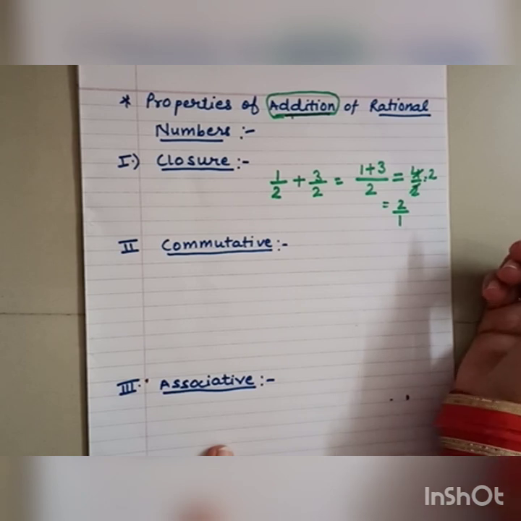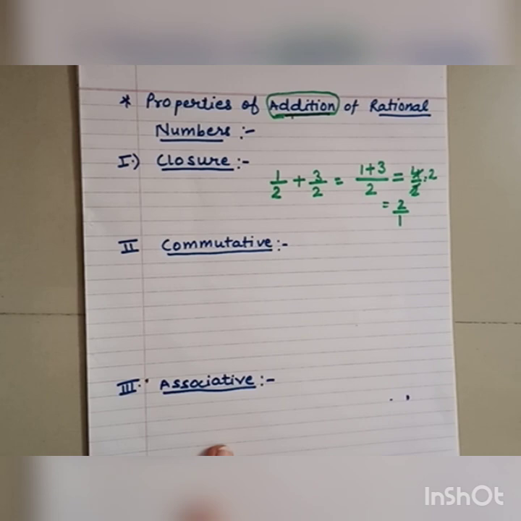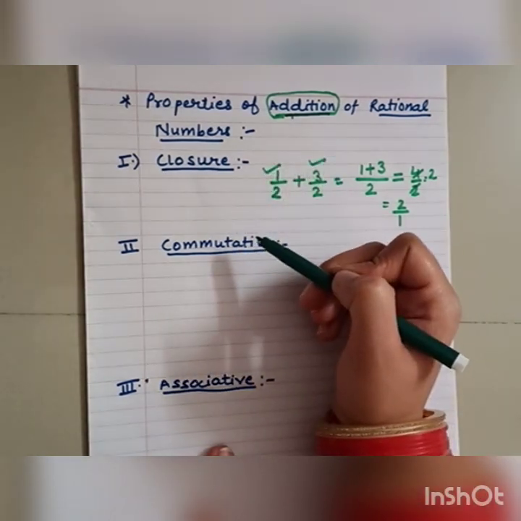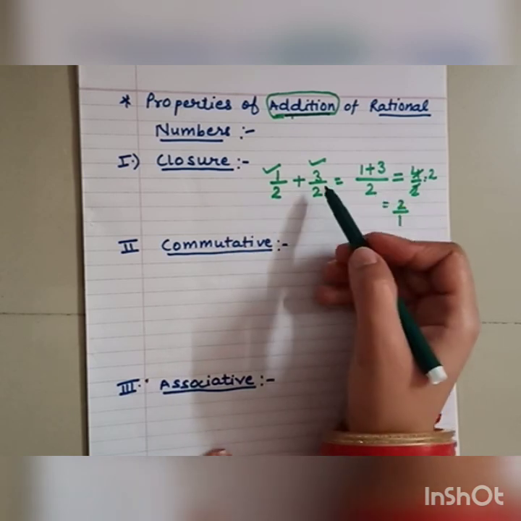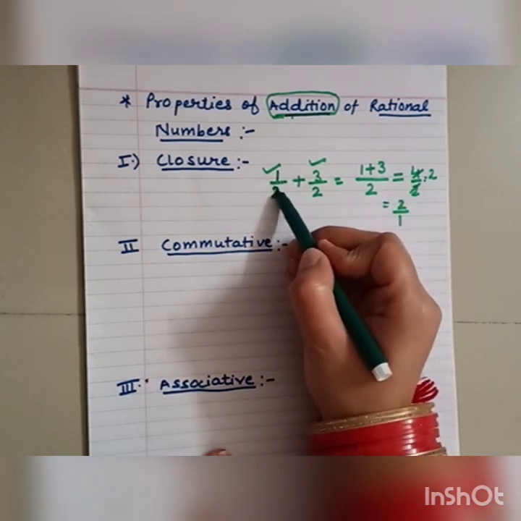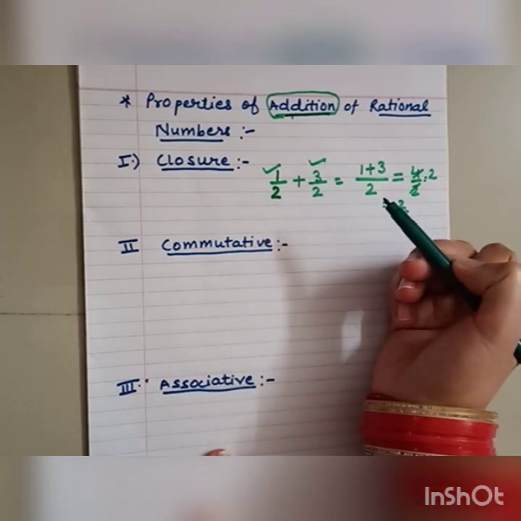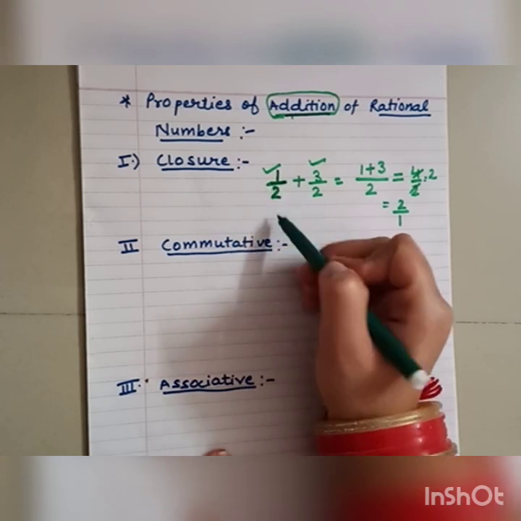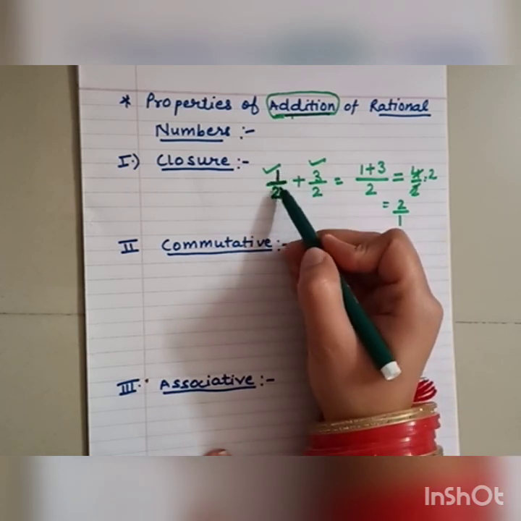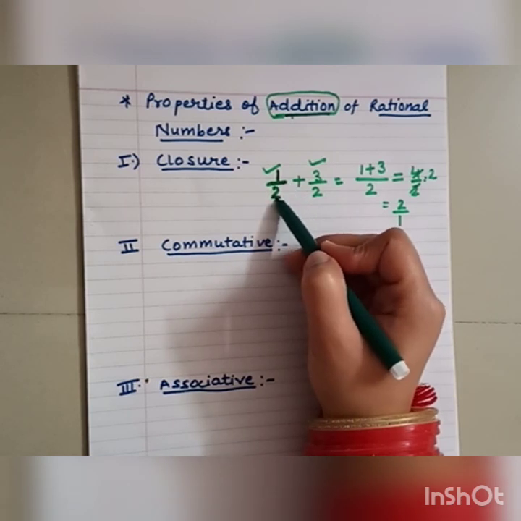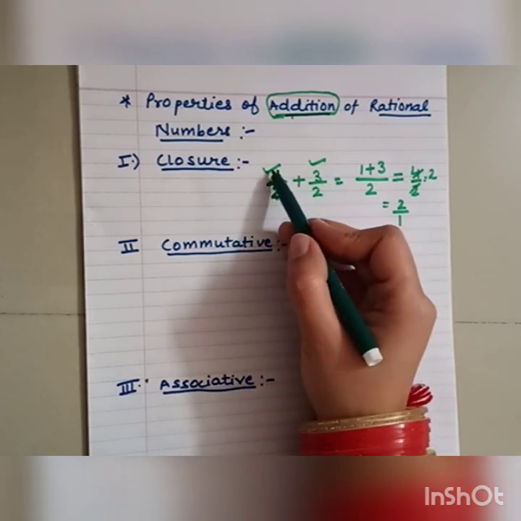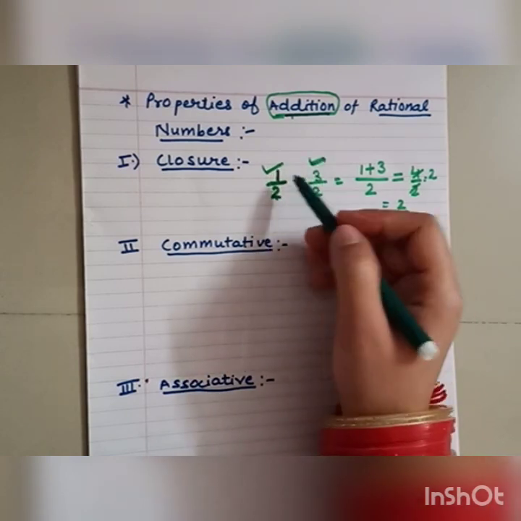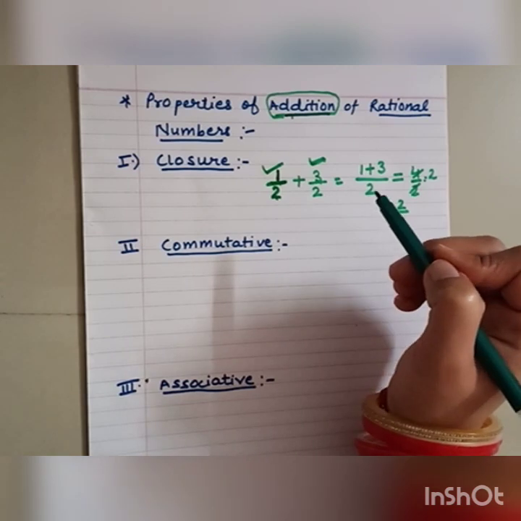So in this property, what we observe is that if we take two rational numbers, in rational numbers both numerator and denominator are integers. Listen carefully. In these rational numbers the numerator and denominator are both integers. So in this property, when we add these two rational numbers 1 by 2 and 3 by 2, what do we get?